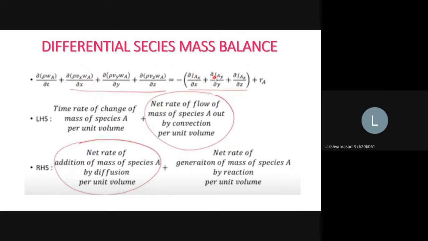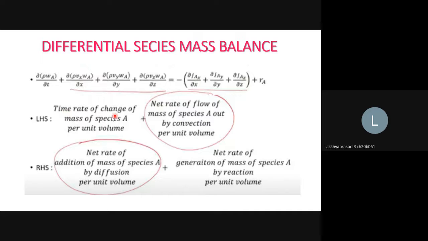We had written Qx, Qy, Qz. So Jx represents diffusion of species in the x direction and so on. So it's for diffusion. And RA is the reaction term. So the physical significance is given over here.